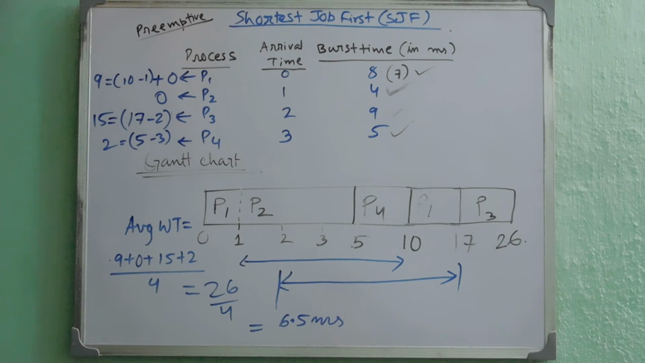Okay. So this was all about the shortest job first CPU scheduling algorithm. I hope you guys understood the algorithm and the numericals.